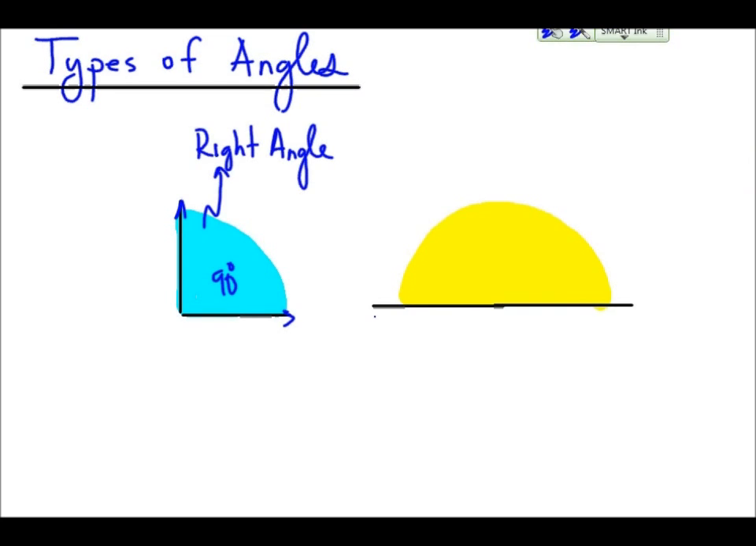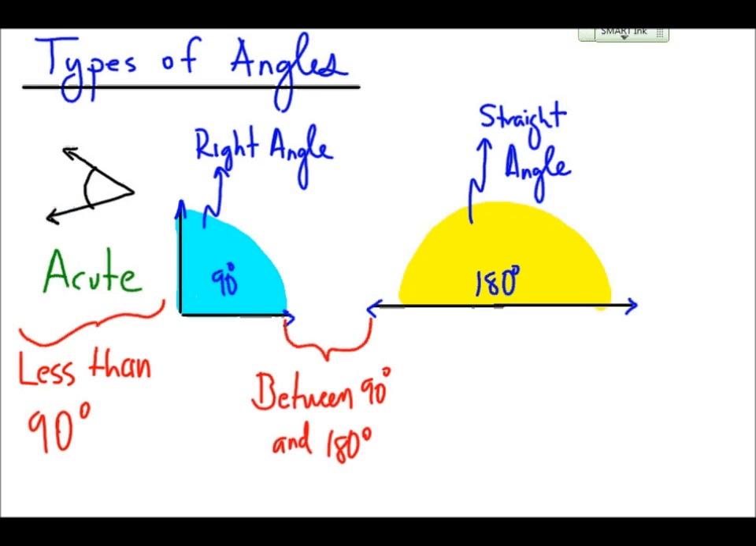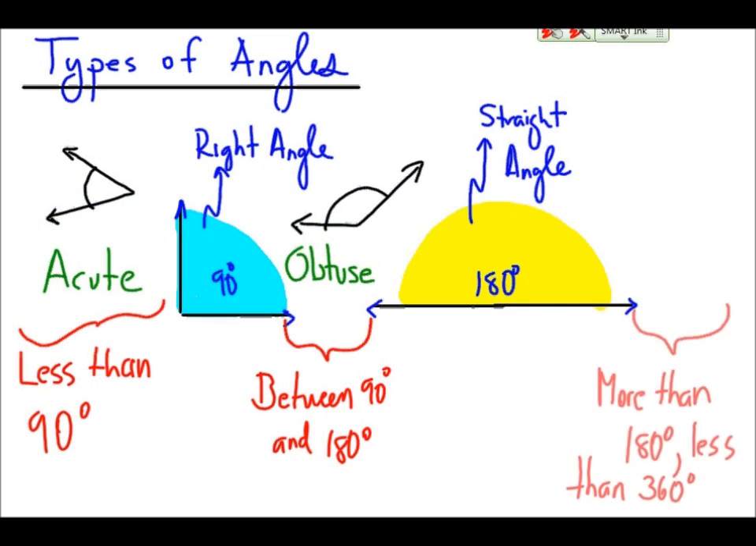A 90-degree angle exactly is a right angle. A 180 is a straight angle. Anything less than 90 degrees is called an acute angle, and they usually look like this. Anything between 90 and 180 degrees is called an obtuse angle, and those usually look like this. Anything bigger than 180 degrees but less than 360 degrees is called a reflex angle. Now, reflex can kind of look like acute and obtuse, except notice the circles on the outside of the angle.